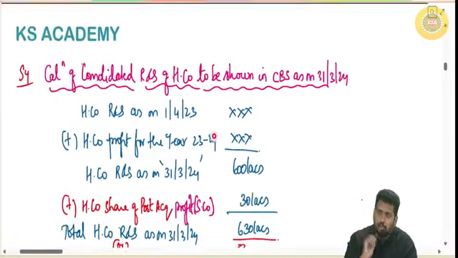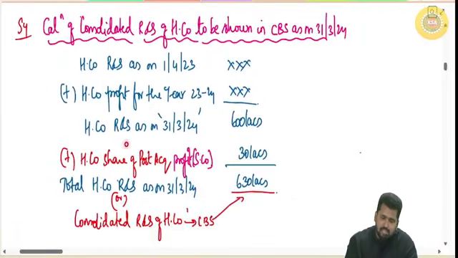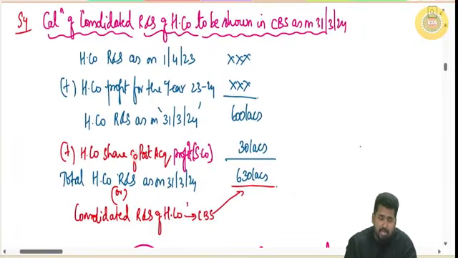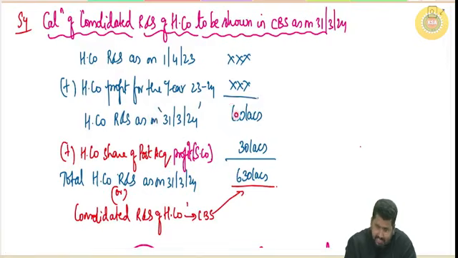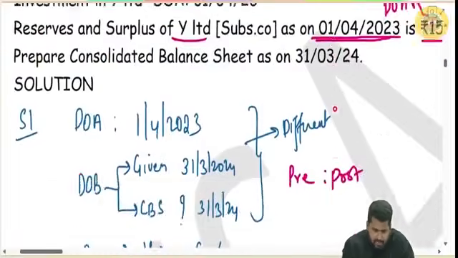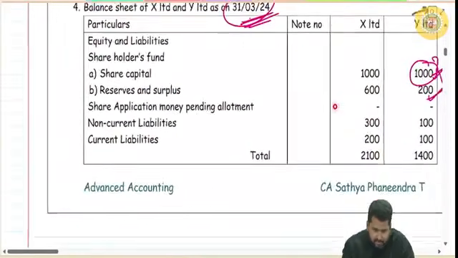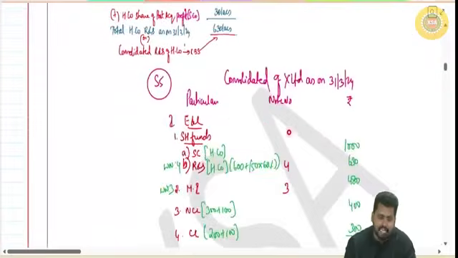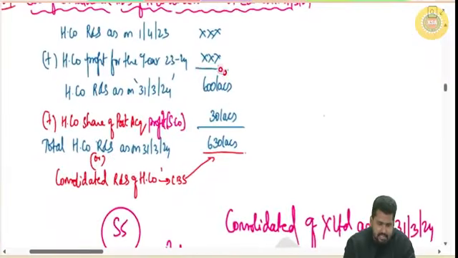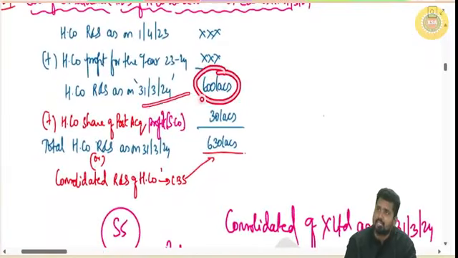Clear? So step number 4 is how much we have to show in the consolidated balance sheet. Whatever is the holding company's reserves and surplus as on the date of consolidation, take that as per our question, as on the date of consolidation, 31st March. How much are we having? 600 lakhs. Correct? So 600 lakhs as on the consolidation date.